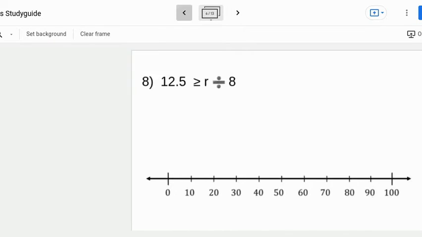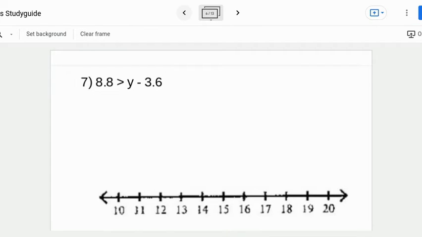Okay, we went to number 8. Sorry, number 7. Okay, so drawing our line. Starting on the side with the variable, it's subtracting 3.6, so I need to add 3.6. I do the same thing to the other side, add.